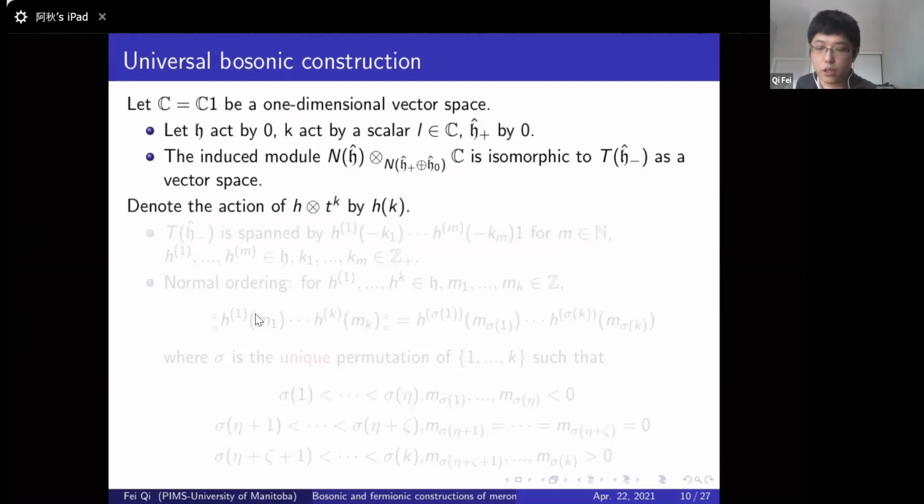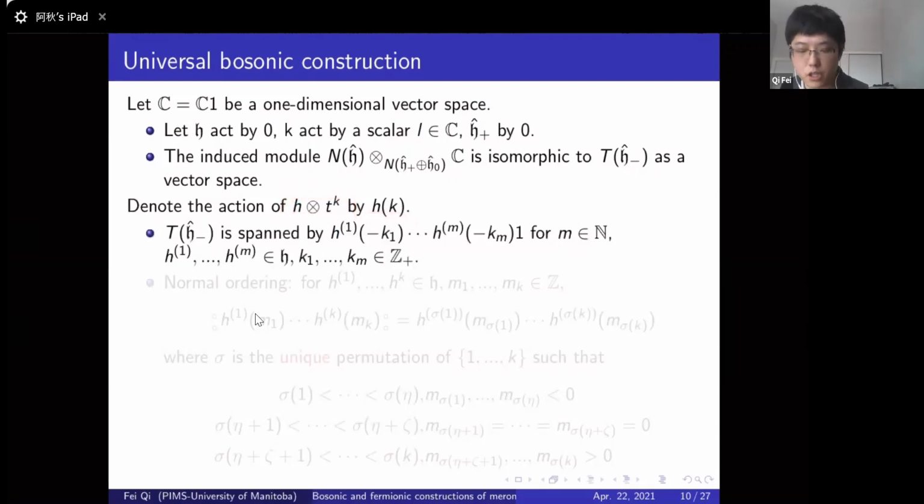If we denote the action of H tensor t^k by H(k), then similarly to what we have seen in the Heisenberg vertex algebra, we also have T of H hat minus spanned by elements of this form. The only thing is that here K_1 through K_n are not required to admit an ordering, so you don't expect to parameterize things by partitions. So this is the spanning set.